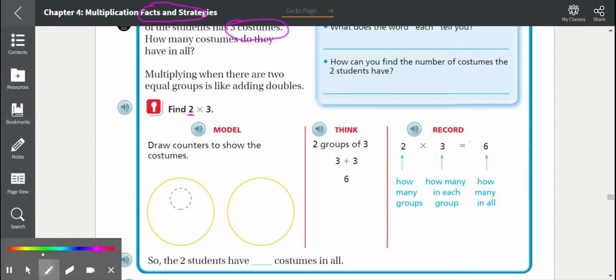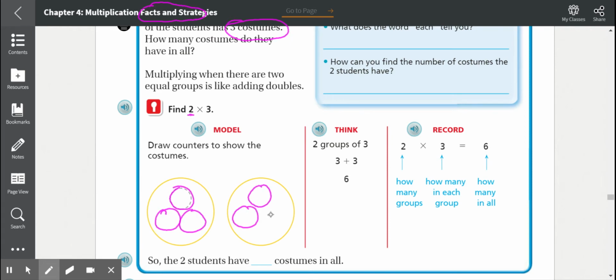So let's practice. Here we have our 2 groups, and then there will be 1, 2, 3, 1, 2, 3. We have 3 and 3. 2 groups of 3 is just like 3 plus 3. And we know that 3 plus 3 is 6. So there are 6 costumes in all.